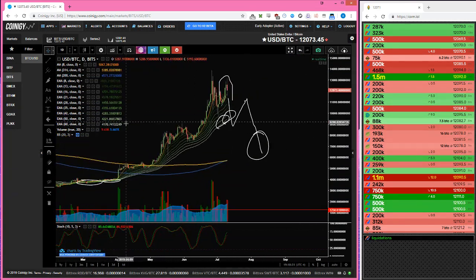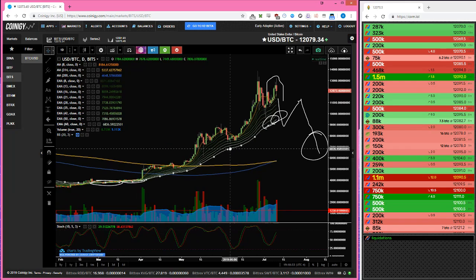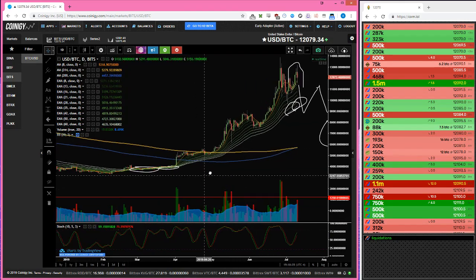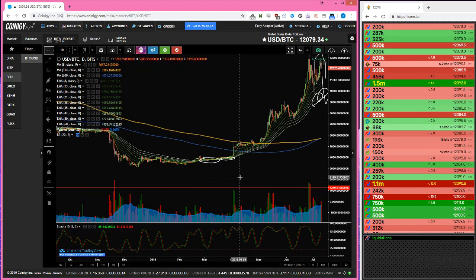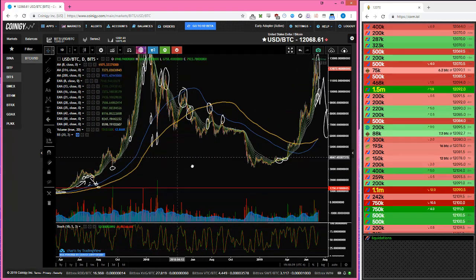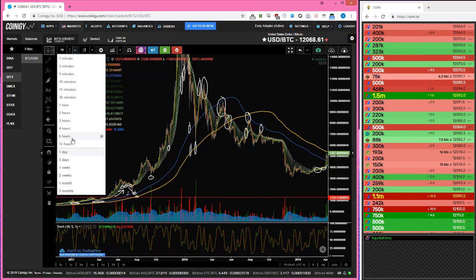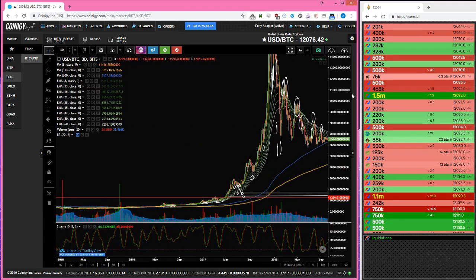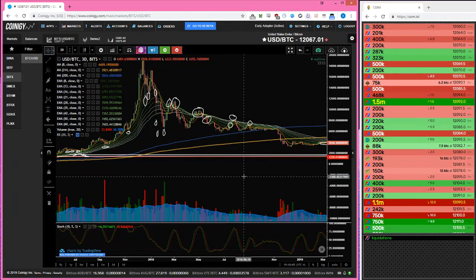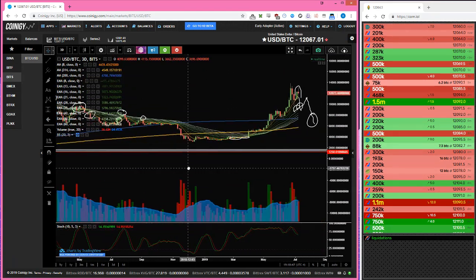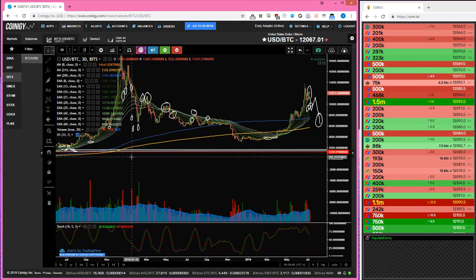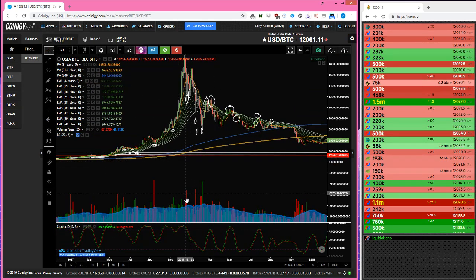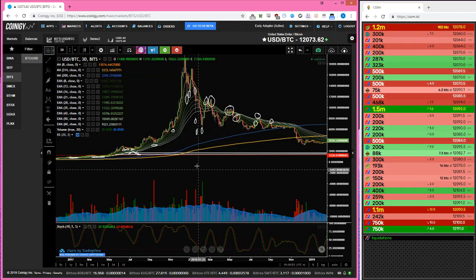And the higher the time frame, the more powerful they are going to be. Generally for Bitcoin, I've been using the 3-day. And it's also useful for the stoch cycles.